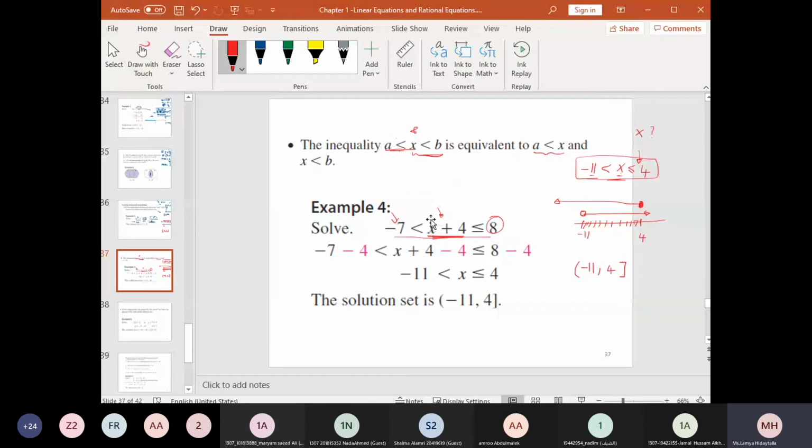If we have an inequality like that, we have to end up with x alone. Whatever you do here, you have to do it here and do it here, till you reach x alone. Then you find the solution. So x, all the numbers that are greater than -1 and less than 4, which is this interval.